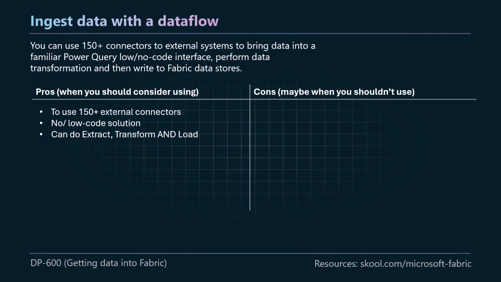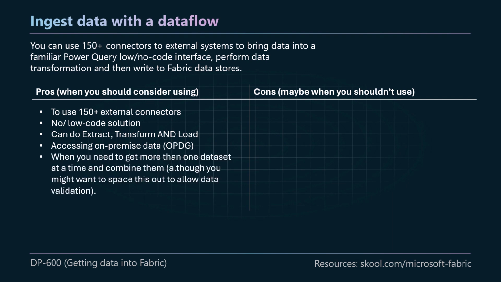And as I mentioned, we can do extract, transform, and loading all in one tool. Now the data flow is one of the tools that we can use to access on-premise data via the on-premise data gateway. And it's also quite useful when you want to ingest more than one data set and maybe combine them in the same data flow. Although if you're following a kind of medallion architecture, maybe that's not what you want to do, but it's just an option that is possible with the data flow.